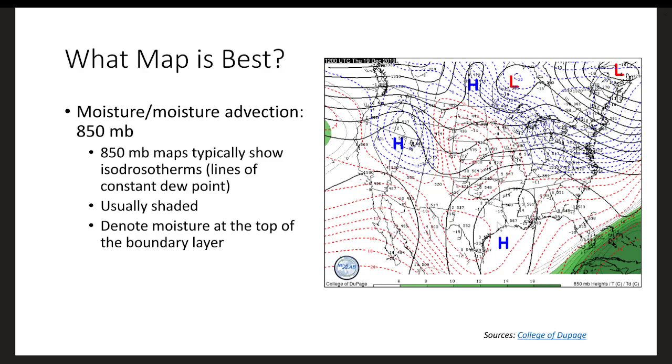And you want the surface to be warm enough to get rising motion as well. But if you have 850 millibar moisture, you're probably going to have some surface moisture as well. Just check every layer. Don't just look at one layer, look at all of them.